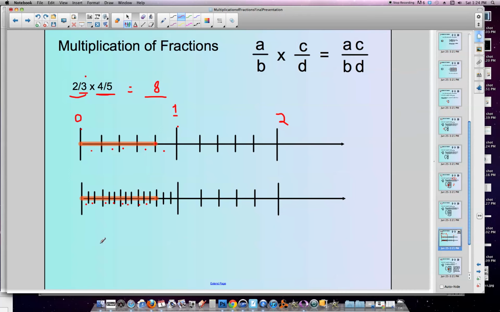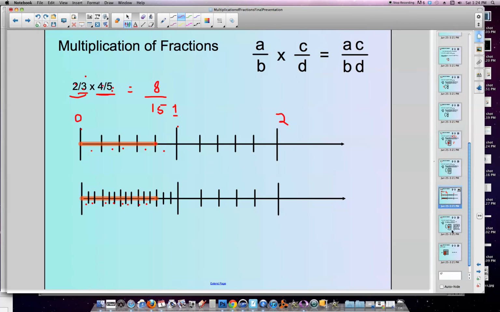How long is each segment? Well, if we've taken each fifth and broken it into 3s, we have 1, 2, 3, 4, 5 groups of 3. What is 5 groups of 3? That's 15. So the answer to 2/3 times 4/5 is 8 over 15. We just multiplied our numerators together and our denominators together.